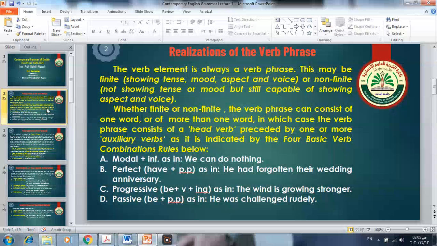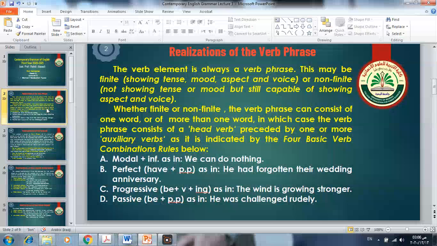This may be finite, showing tense, mood, aspect, and voice, which means that the verb phrase is capable of telling us the tense of the sentence. Is it present simple, past simple, or future simple? Mood will help us to know whether it is in the declarative mood, the interrogative mood, the imperative mood, or the subjunctive mood.